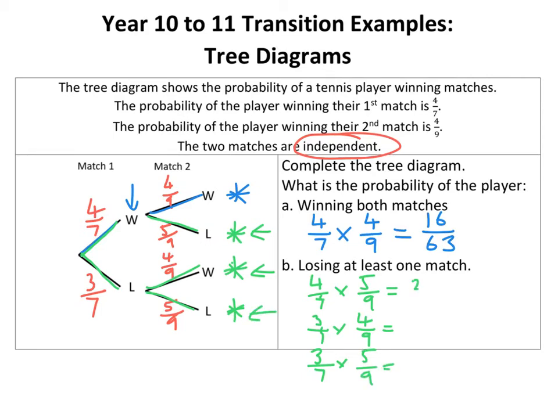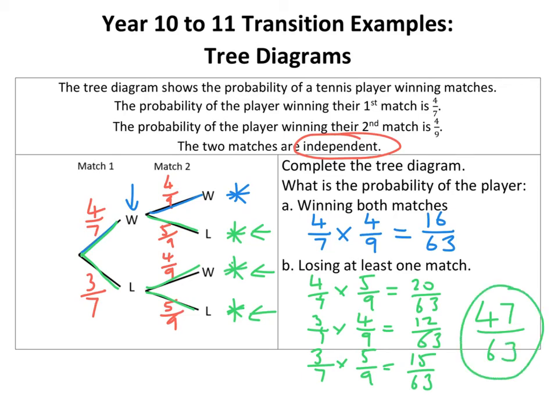Okay, so we get 20 63s. I get 12 63s. And you'll notice I don't bother simplifying any of these. And 15 63s. Okay, add those up, we get 47 63s.